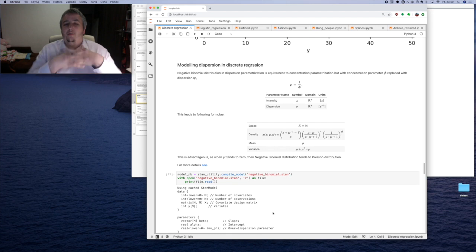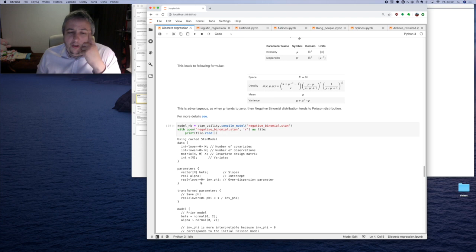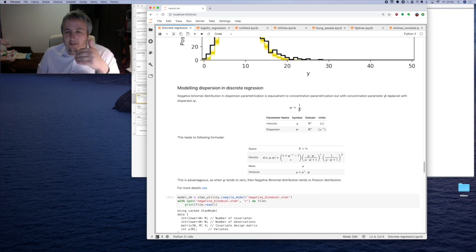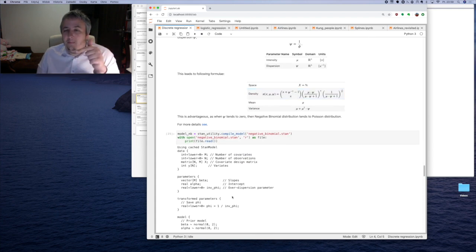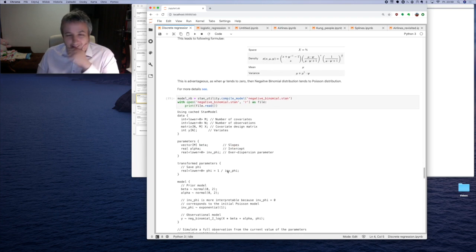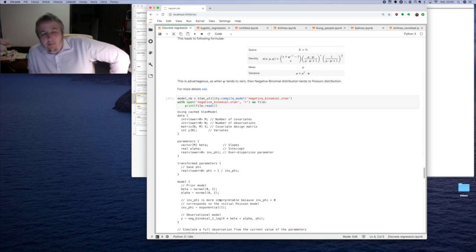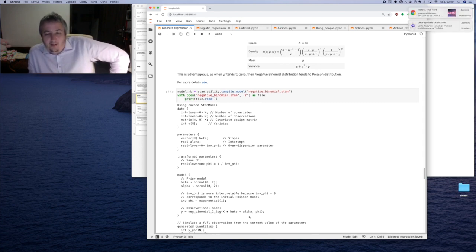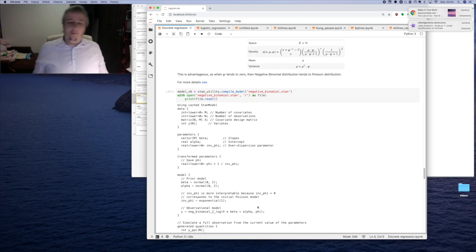So we can implement our model using the negative binomial distribution. For that purpose, we need to add the new parameter called inverse phi. It's an overdispersion parameter, and it can be used in the transformed parameters block in order to compute the actual phi value. We will need it because we need to introduce it to our observational model of negative binomial with the concentration parameterization.